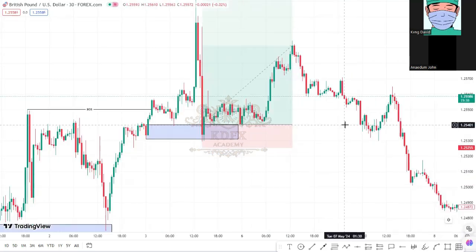I will be stopping here. Try and practice this with a demo account very, very well. In the next class, I'm going to use a backtesting model. It will be like real life trading, you understand?